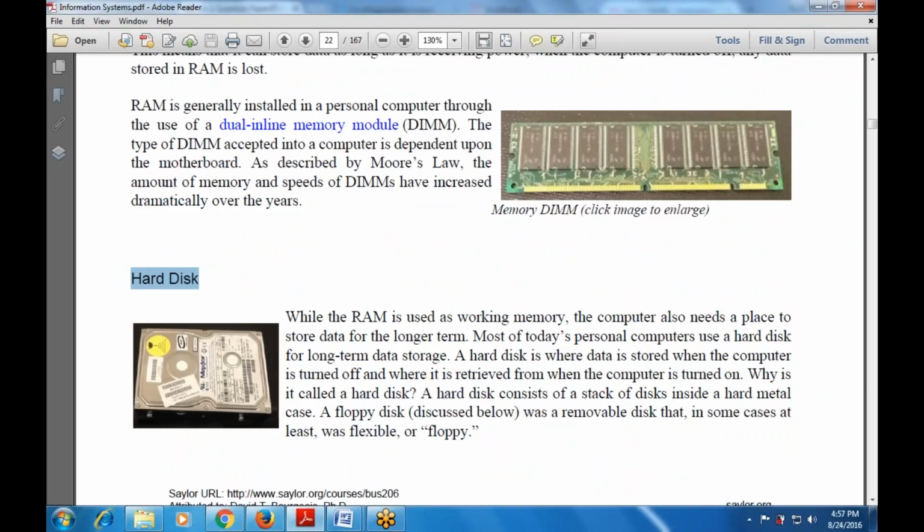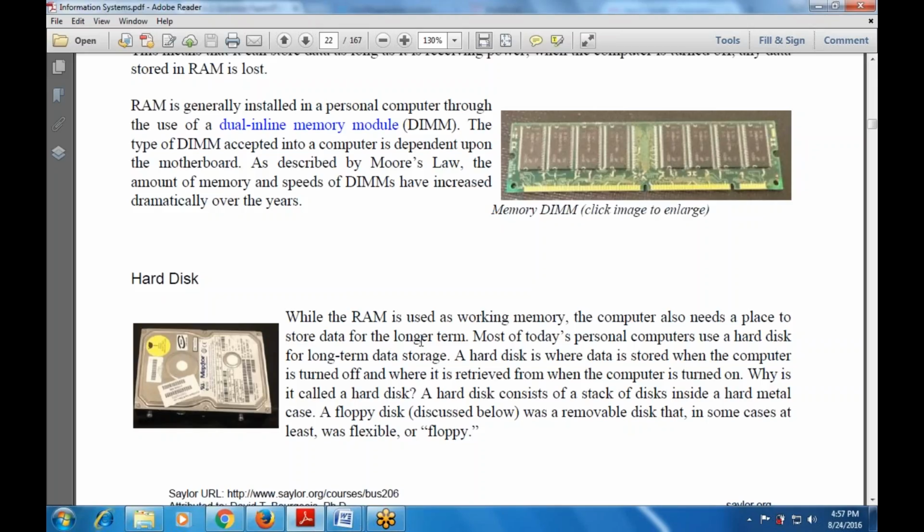Next one is the hard disk. While RAM is used as a working memory, the computer also needs a place to store data for the longer term. RAM is a working memory, but it is temporary and volatile in nature. So the computer needs a place to store data for the longer term, and most of today's personal computers use the hard disk for long-term data storage.